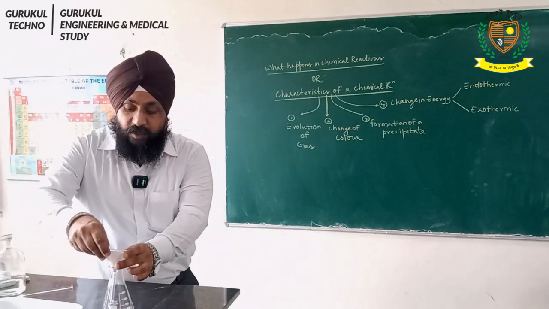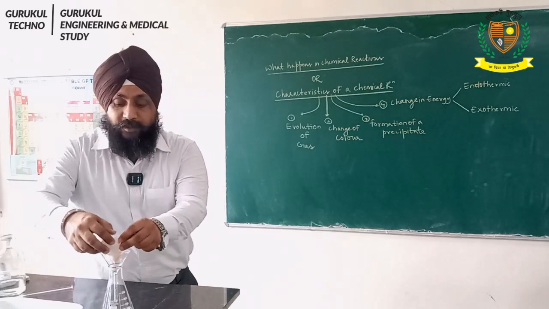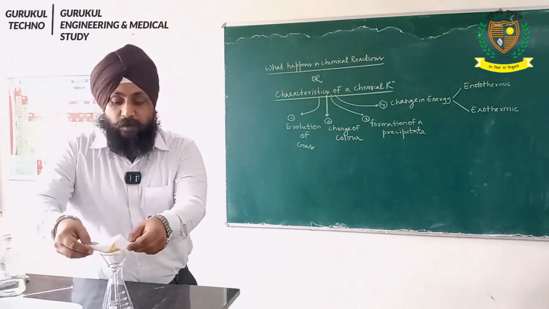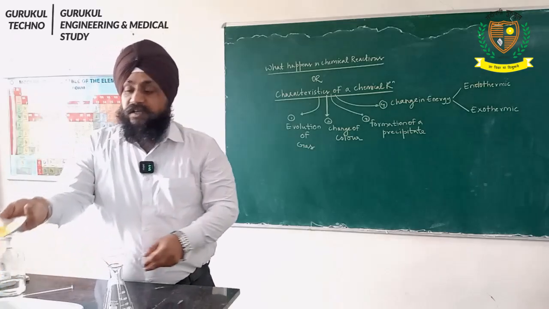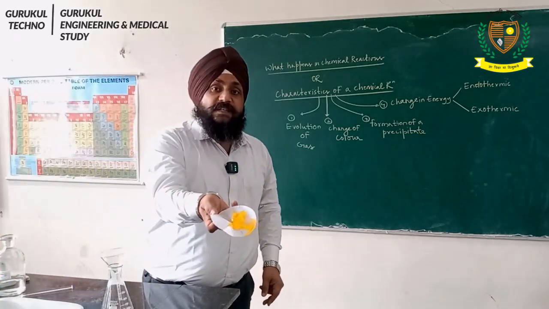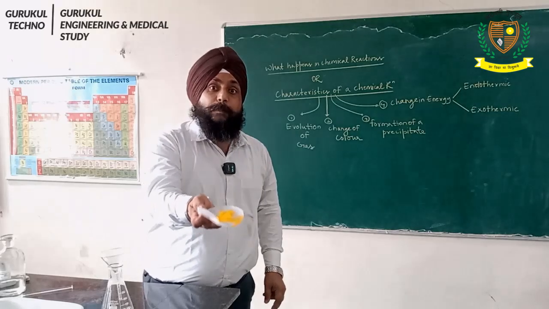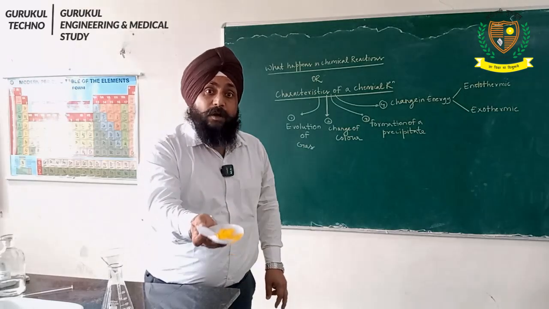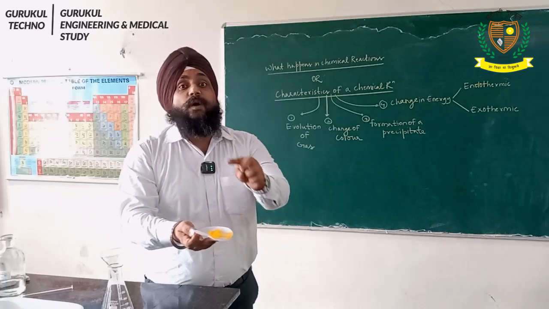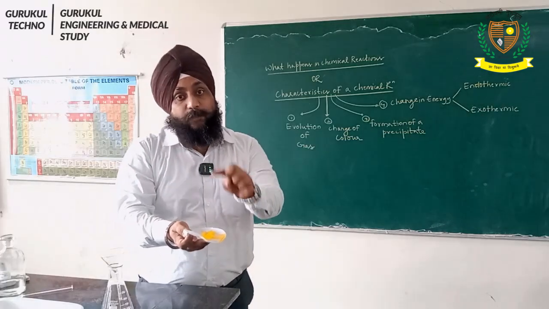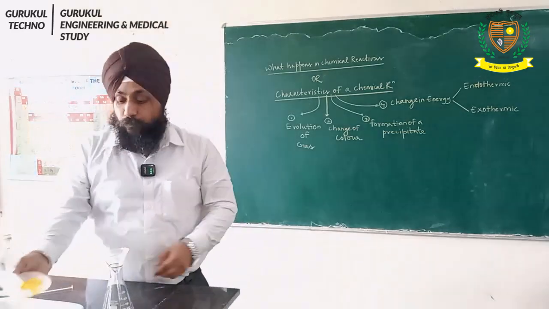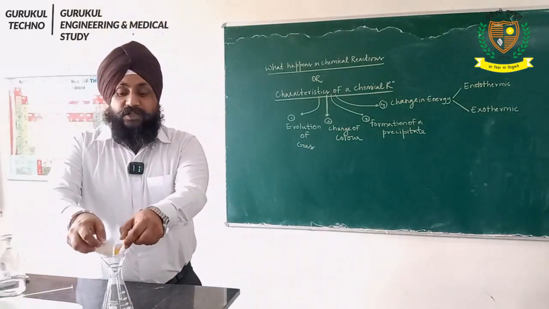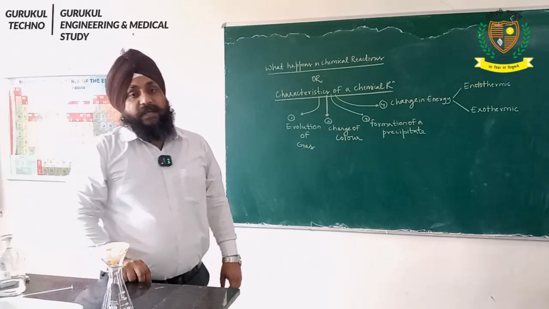So I will open it and show you all. See here, an insoluble substance has been formed, and it is collected on the filter paper. Yes, this is called a precipitate. Something which is not soluble in the given solution is called a precipitate. Formation of a precipitate is one of the characteristics of a chemical reaction.